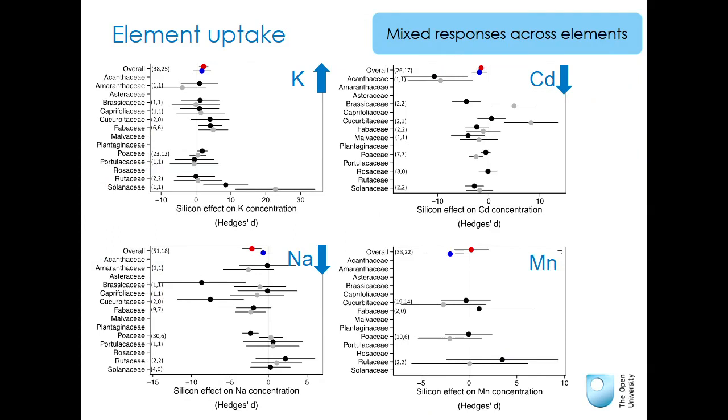Adding silicon changes the uptake or the final plant content of a number of different elements. I appreciate these graphs are a little bit small, so I've just summarised the responses here. When plants are stressed, we see an increase in potassium uptake and a decrease in sodium uptake, which starts to explain why silicon might be involved in improving tolerance to salinity stress. We see a decrease in cadmium uptake and no significant impact on manganese stress.